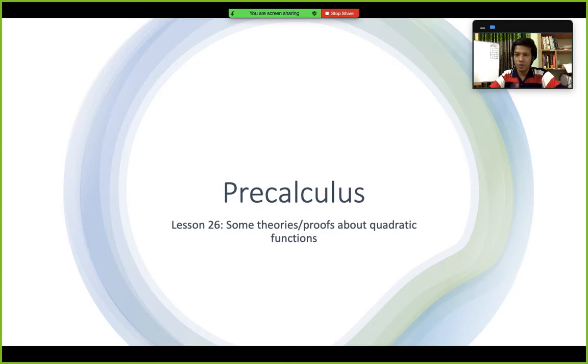In this lesson, we will discuss some theories and proofs about quadratic functions, which means there are a couple of formulas we actually used for solving our questions, for solving a given equation or a real-life problem. And we are interested to know how they are correct, where these formulas come from, or what the logical basis of those formulas is. So mostly that is what we will try to cover in this lesson.